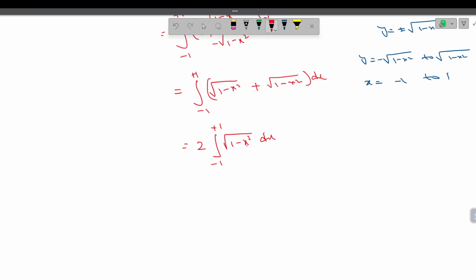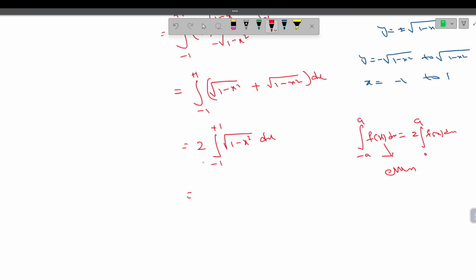You remember, this is an even function. Minus a to plus a, even function, is what? Please remember the properties we will be using. Integral from minus a to a of f of x dx equals 2 times the integral from 0 to a of f of x dx when f of x is an even function. So it is an even function.